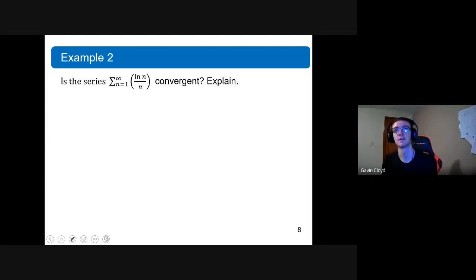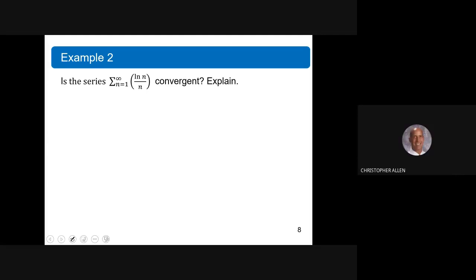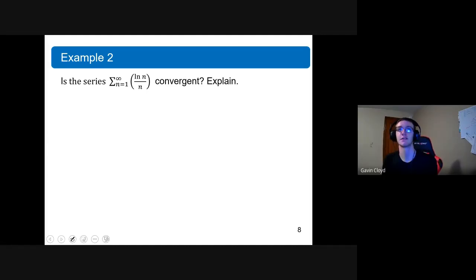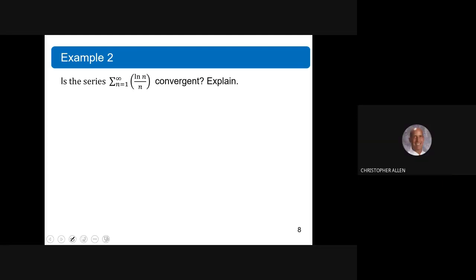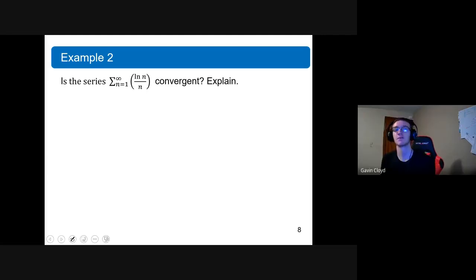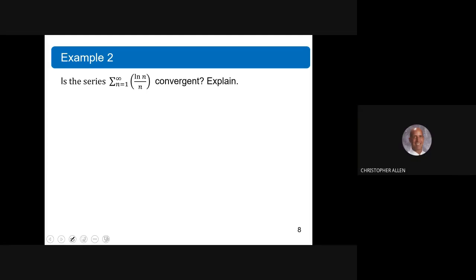Can you get rid of the n on the bottom? How? Just because ln of n is bigger than ln of n over n. Oh, are you saying can you just cancel the n's? No, just like a direct comparison test. If ln of n is going to be bigger. Do you think that this converges or diverges?